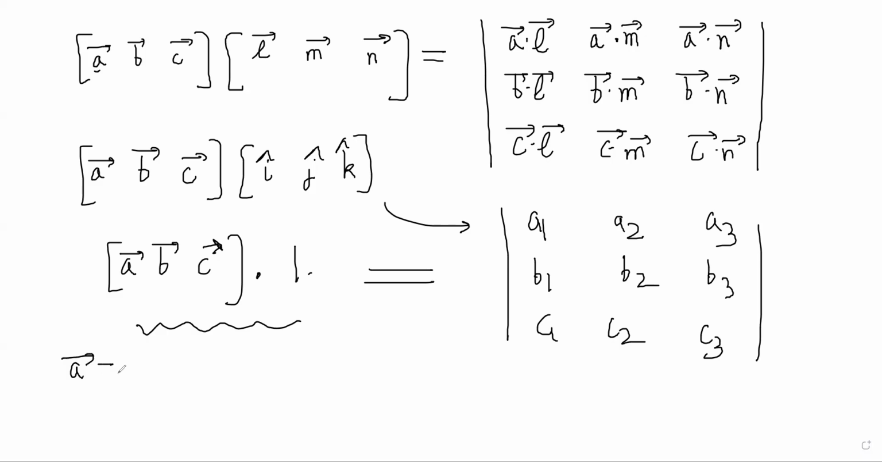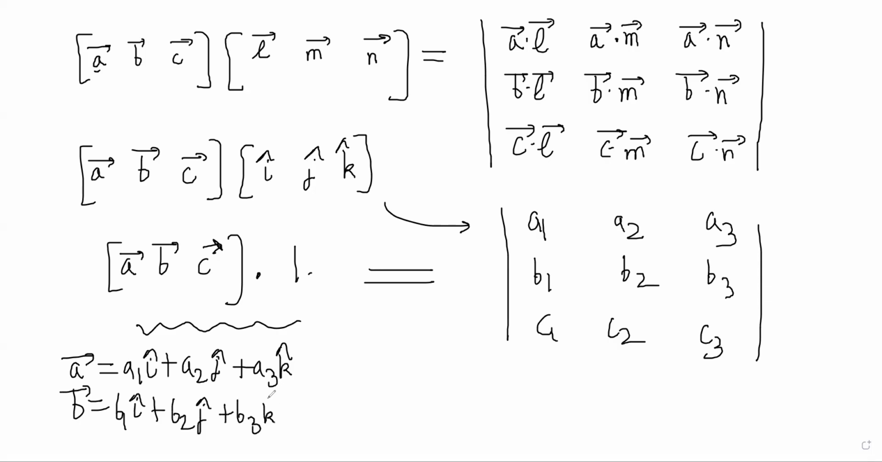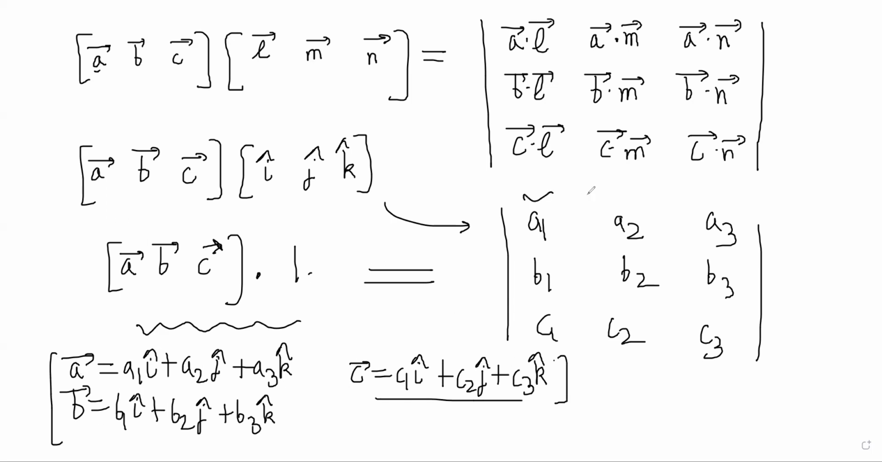Here, what we have said is A is A1I plus A2J plus A3K. And B is B1I plus B2J plus B3K. And C is C1I plus C2J plus C3K. So if ABC are written in the form of IJK, we know the box product can be calculated like this. You can check this out yourself by following the definition of A dot B cross C. Calculate it and you will see that it is this determinant, right?